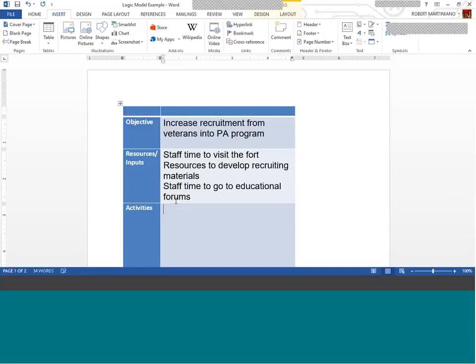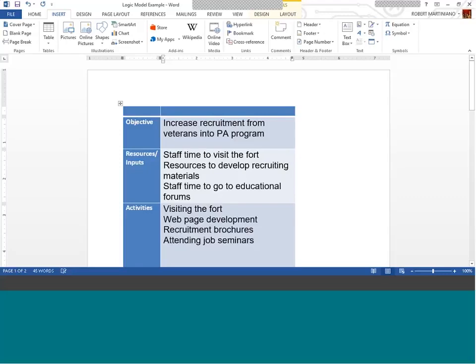So what are the activities? So I would say the activities for this one are visiting the fort, a web page development, and some recruitment brochures. So those could be some of my activities. So as you can see, as I've thought about it, I've put staff time in, and staff time is going to lead to all these different activities. Does anybody think of any other activities that you might want to use for this job?